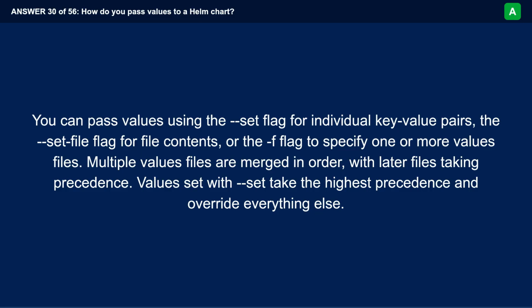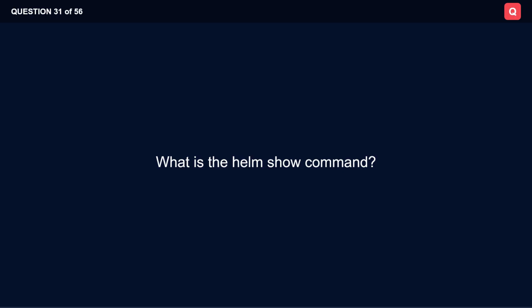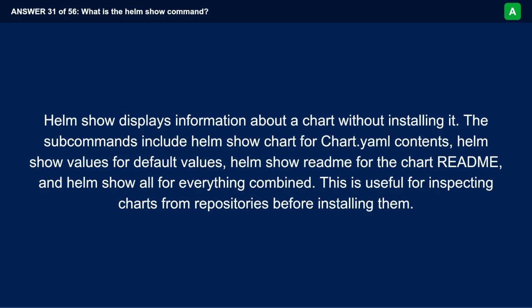What is the Helm show command? Helm show displays information about a chart without installing it. The subcommands include Helm show chart for chart YAML contents, Helm show values for default values, Helm show readme for the chart README, and Helm show all for everything combined. This is useful for inspecting charts from repositories before installing them.